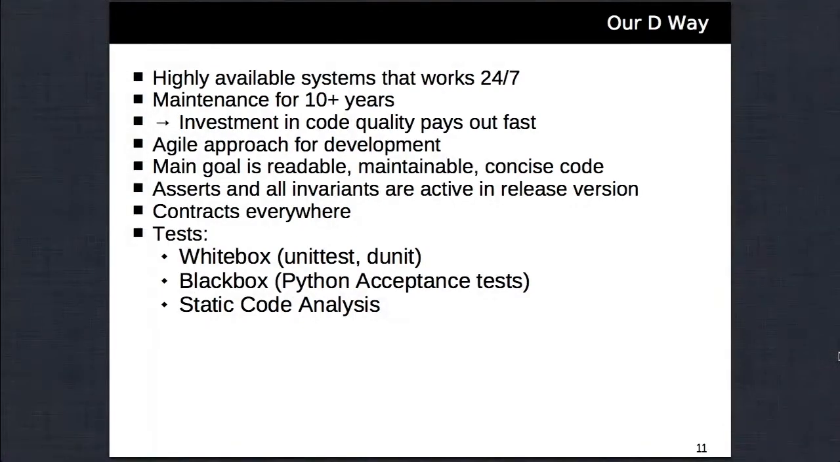This is maybe also what not everybody is using. We have asserts and invariants all over our code and also in our production release. That means we do not switch them off for production. And we are using in, out, and invariants everywhere in our code. And we are doing many tests. We are doing whitebox tests, two ways, unittests and DUnit. We're doing blackbox tests, and we are using AnalyzeD for static code analysis for our code base.